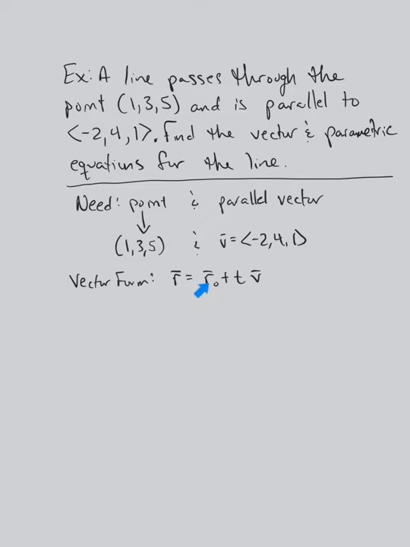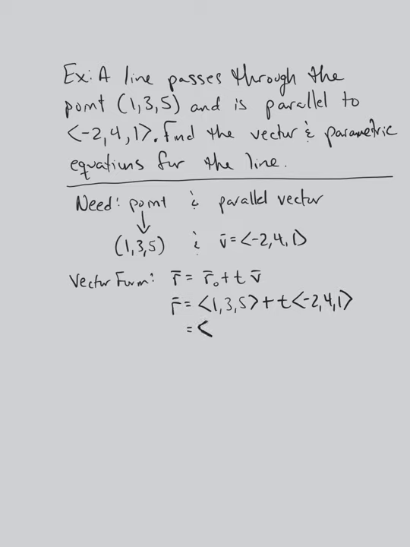It's the position vector for your given point. So all it involves is rewriting this as a vector. We have r is equal to the vector 1, 3, 5, plus t times v. We already know v. It's negative 2, 4, 1. Like that, and that's the vector form. You could go ahead and work it out a little bit more. It'll save you time for the parametric equations anyway.